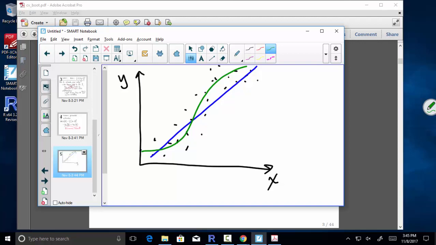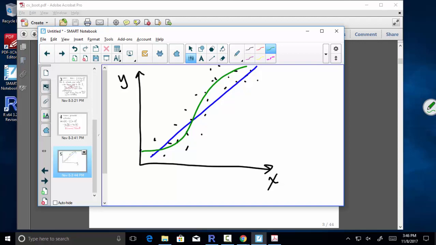But now imagine that we go to the same population and we take a new sample. If this is 50 individuals on the scatter plot, we go get a new 50 individuals and we make a scatter plot of them. And we fit these two models to them. Which of these two models do you think is going to change more?